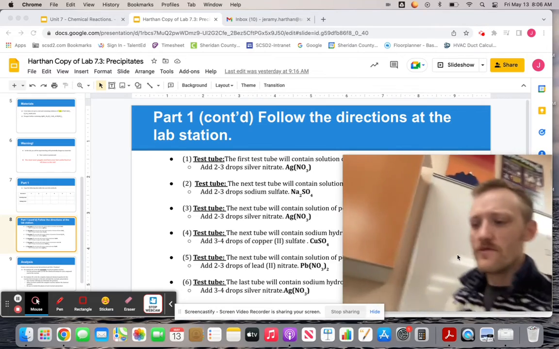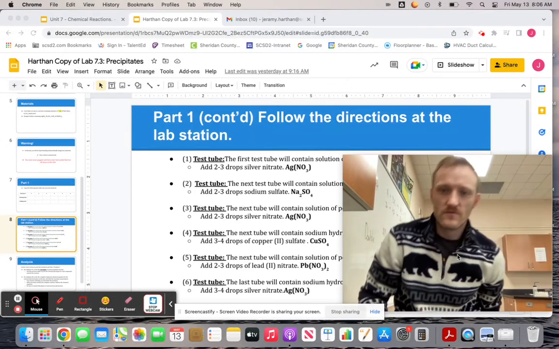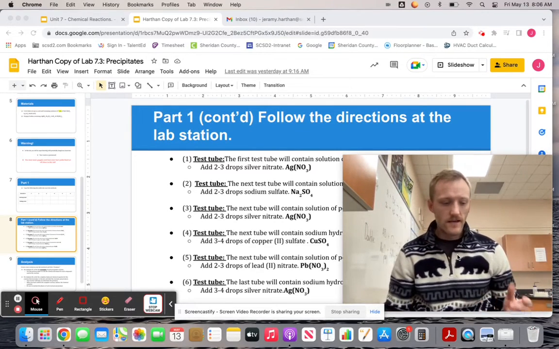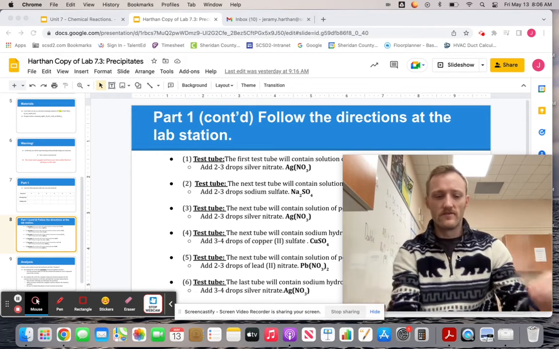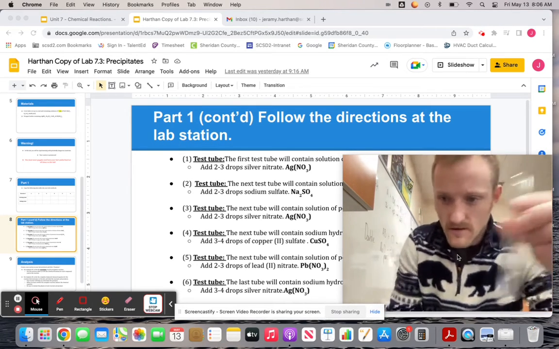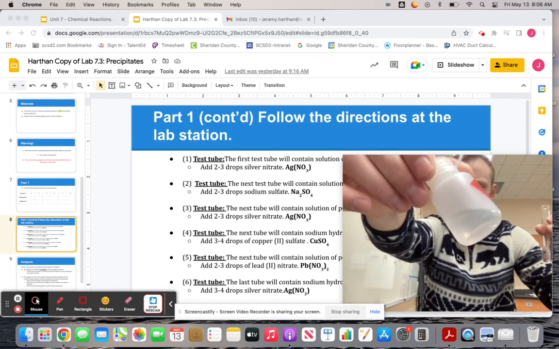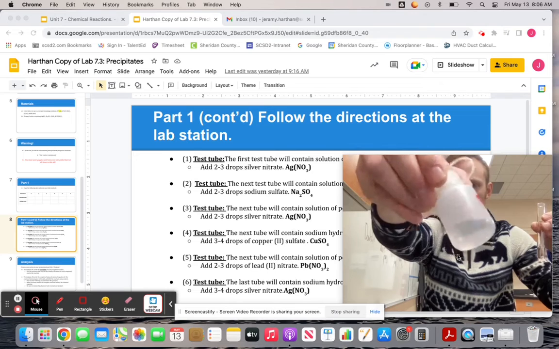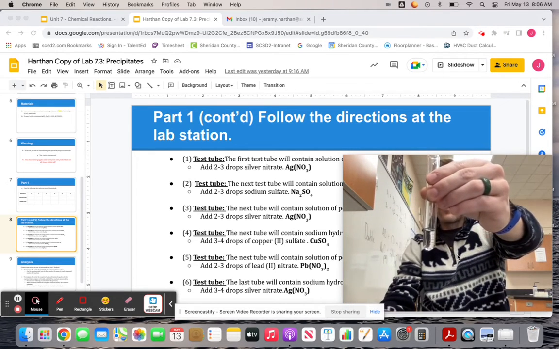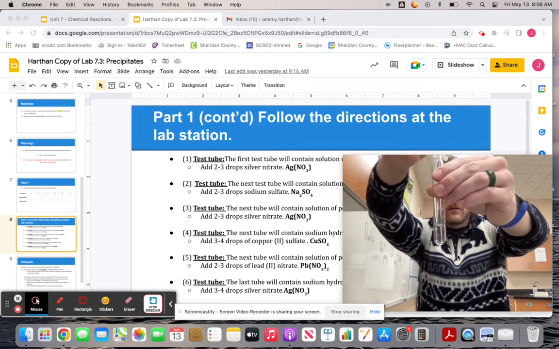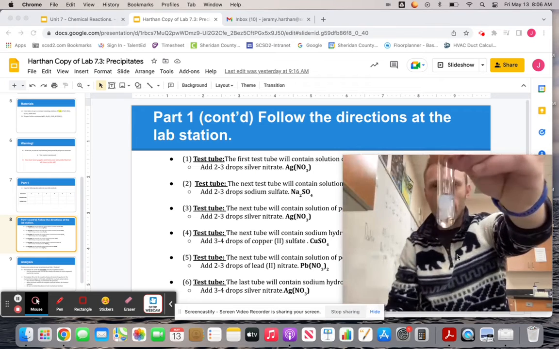So with our first reaction, what we want to have is sodium chloride, or NaCl, and we're going to mix that with silver nitrate. Okay, so here's our NaCl, so you can see, it's just a nice transparent liquid. Our AgNO3, our silver nitrate, also clear and transparent. Okay, but when we add our drops, whoa, look at that. Wow.